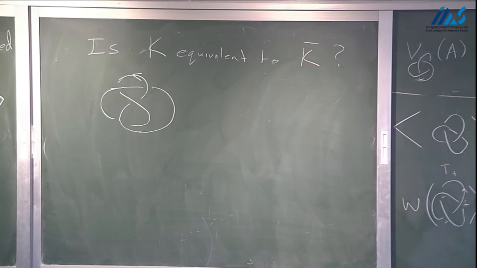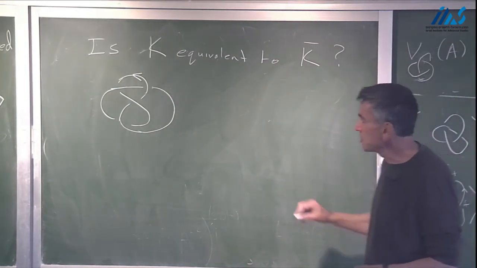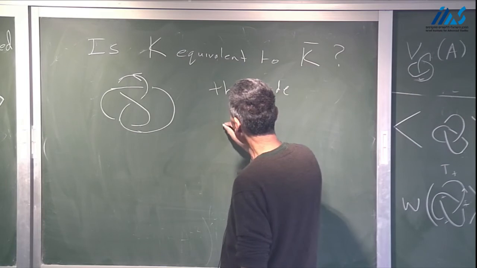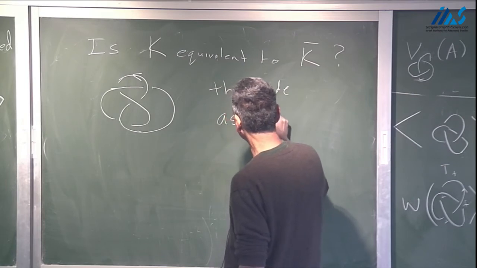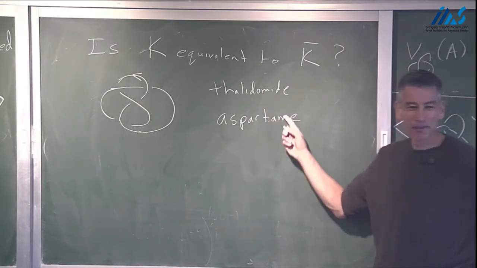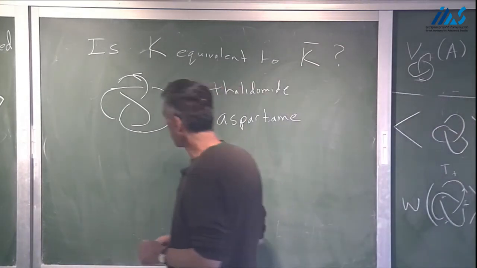If you think about a three-dimensional object instead, that will also take care of the reflection when you go to the plane. Well, you could certainly throw in reflections to the equivalence relation, but you may not want to, because sometimes it's very important to distinguish between these two. A famous example is thalidomide, and a less famous example is aspartame. These are both molecules that are not equivalent to their mirror images.